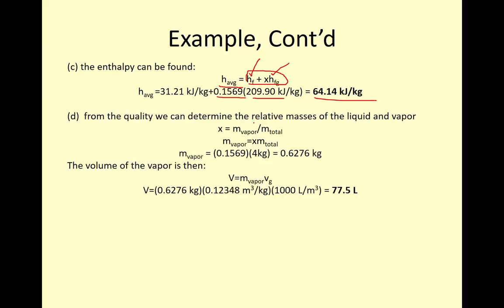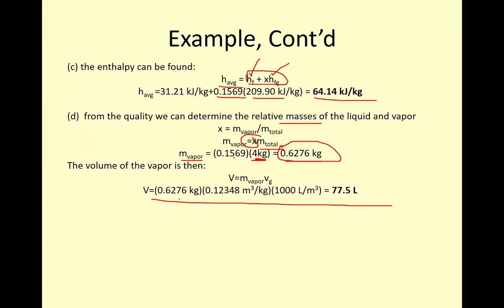And then from the quality for part D, we can again determine the relative masses of the liquid and the vapor. So the mass of the vapor is going to be equal to the quality multiplied by the total mass in the system. So of 4 kilograms in that system, only this much, 0.6276 kilograms, are in the vapor state. So it's about 15.7% of it.